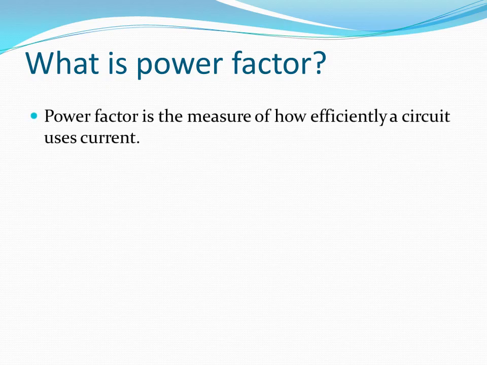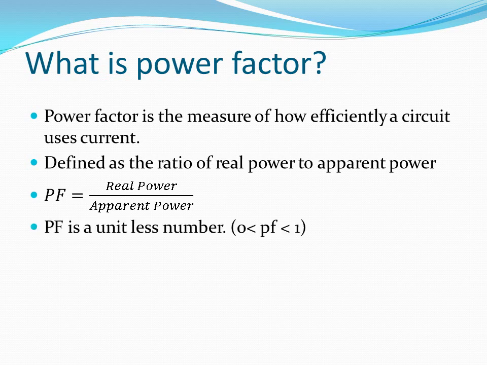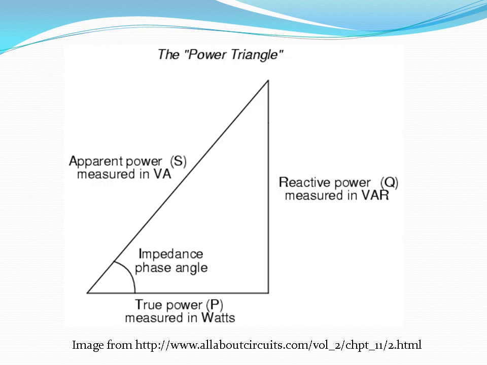Power factor is a major consideration in efficient building or system operation. It is the measure of how effectively your equipment is converting electric current to useful power output. It is defined as the ratio of real power to apparent power. It is important to know that power factor is a unitless number between 0 and 1. So now let's look at the three components of power.